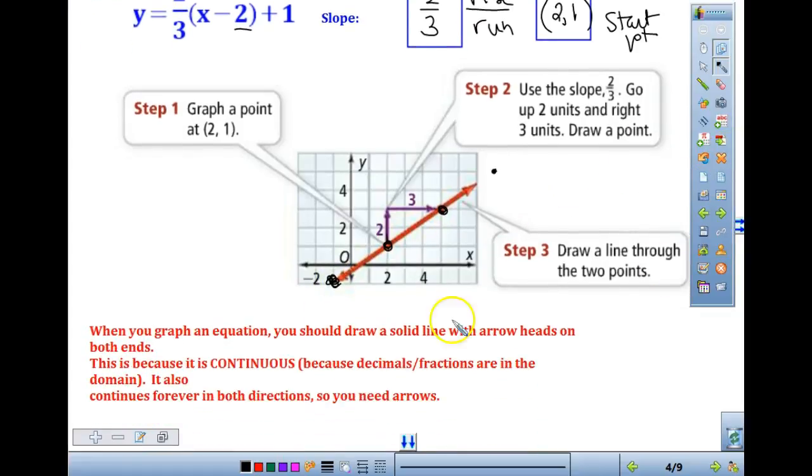Okay? When you graph an equation, you should draw a solid line with arrows on both ends. This is because it's continuous. Decimals and fractions are in our domain, and it also continues on in both directions. So if you don't put the arrows and you make it a segment, I'm going to mark it wrong, right? It's not the correct answer.